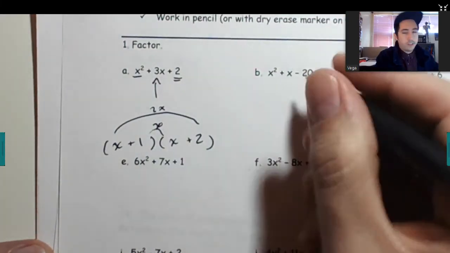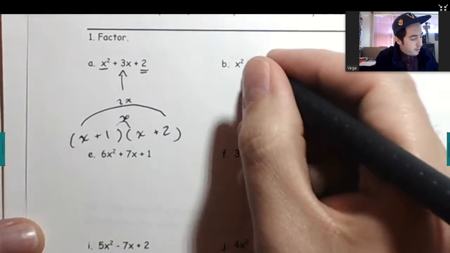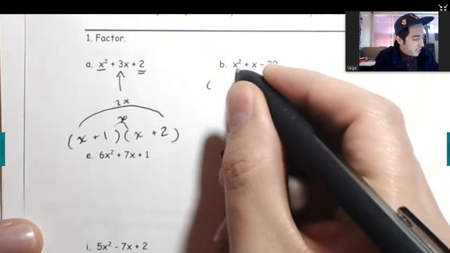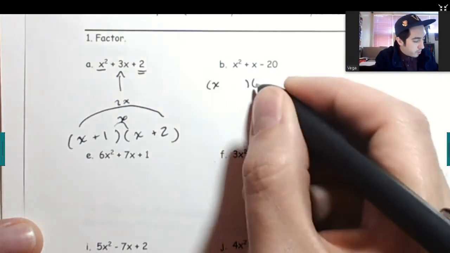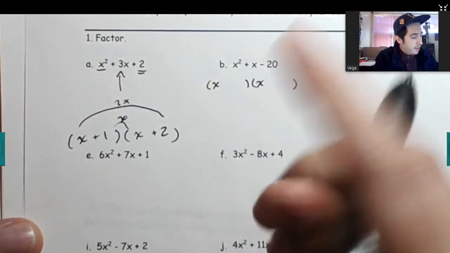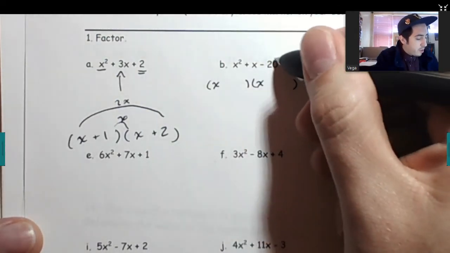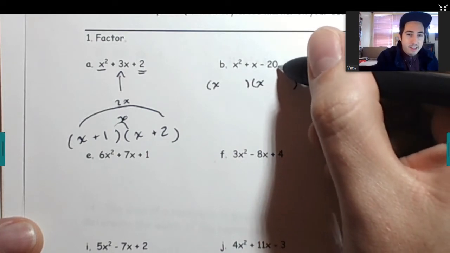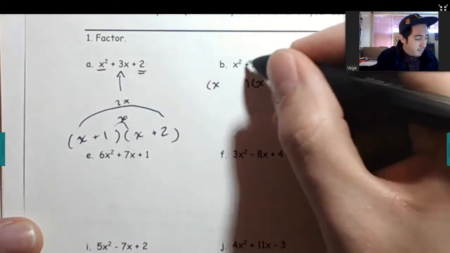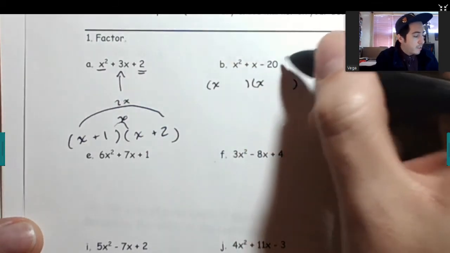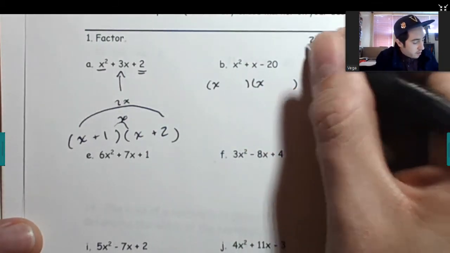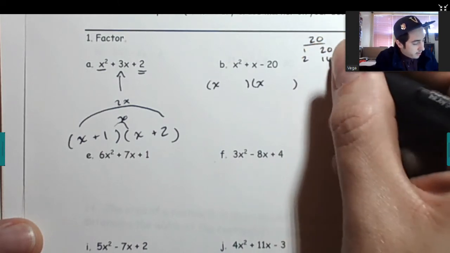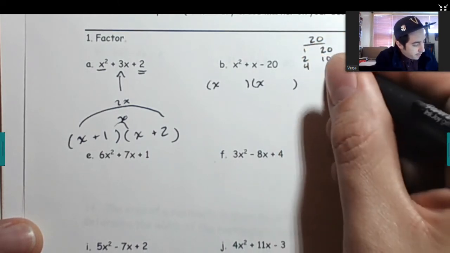So again, here's how you do it. Let's look at the next example. Okay, I know I'm going to end up with an answer like this. X times x is x squared. That's the only way to get x squared. I need two numbers that multiply to negative 20 and that, when I add them up, I'm going to get this middle term. So what are some numbers that multiply to 20? You've got 1 and 20, 2 and 10, 4 and 5.